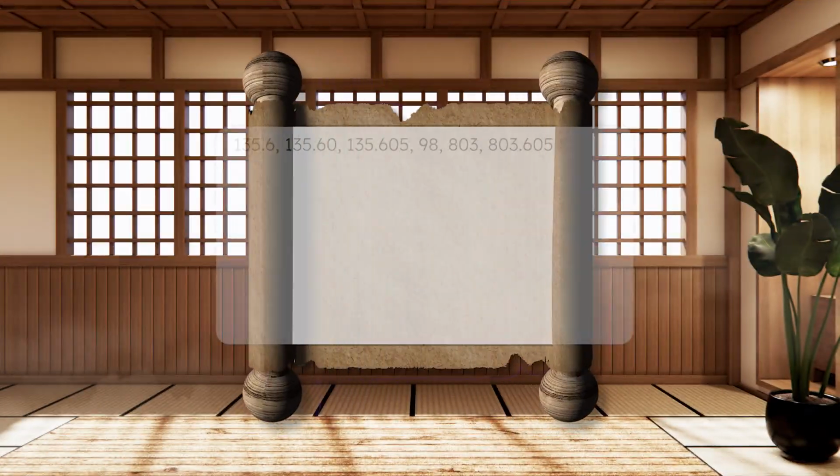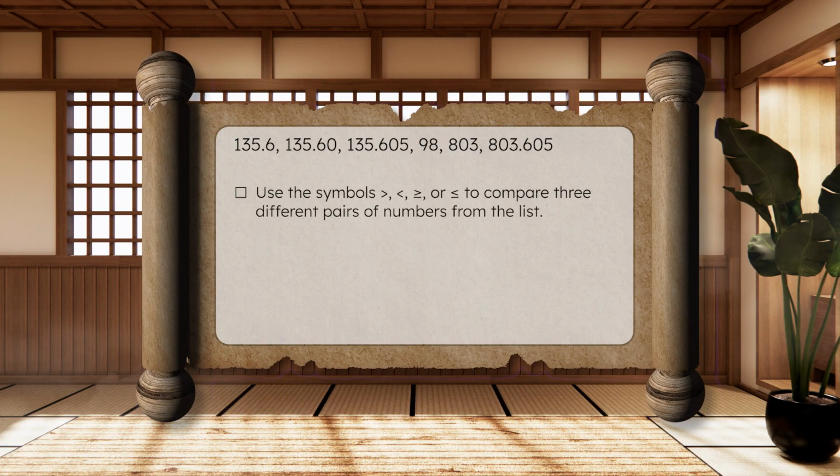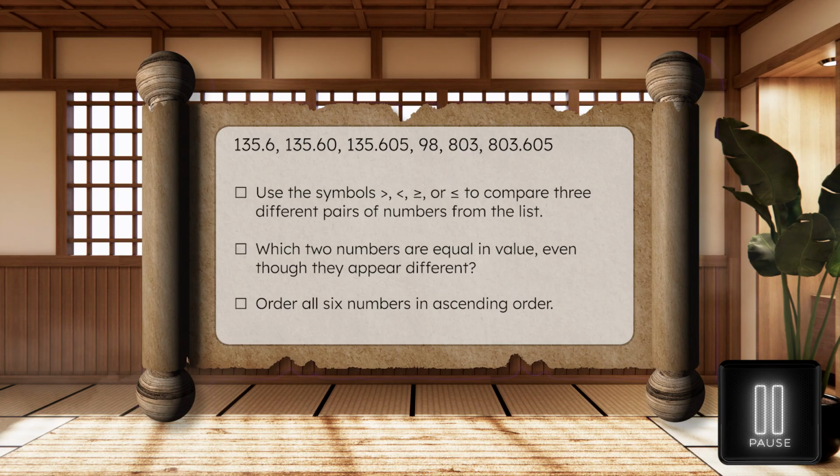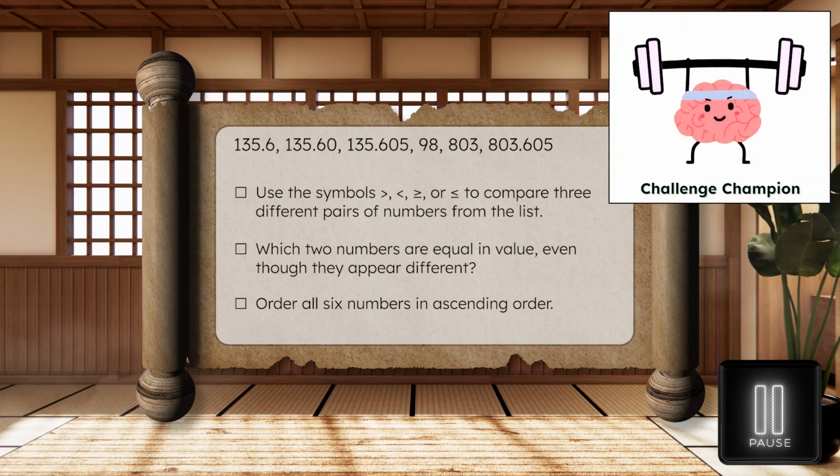Your challenge still awaits. Complete it, and the Comparing and Ordering Numbers badge is yours. With the list of numbers, use the symbols greater than, less than, greater than or equal to, or less than or equal to compare 3 different pairs of numbers from the list. Which 2 numbers are equal in value, even though they appear different? Order all 6 in ascending order. Solve the challenge, and you'll become a challenge champion.